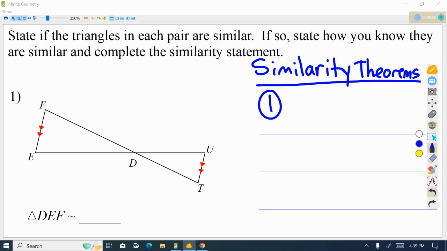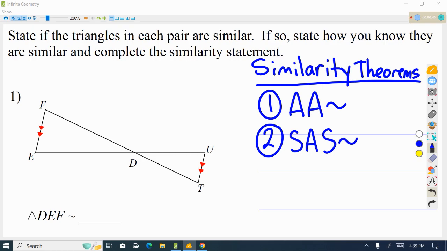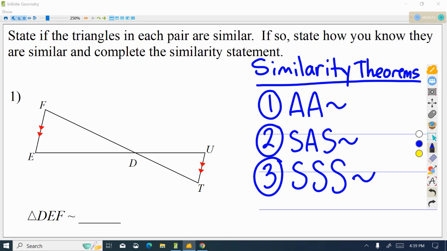The first one would be angle-angle similarity. Then we'd have side-angle-side similarity. And then side-side-side similarity. So these are the 3 theorems that are covered. We'll talk about examples and non-examples.